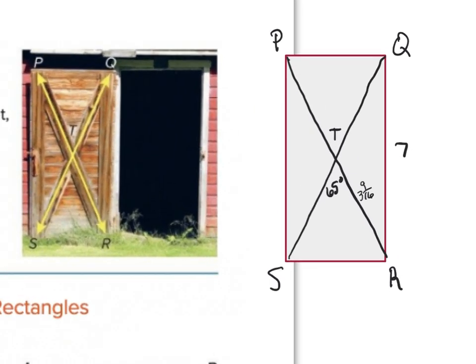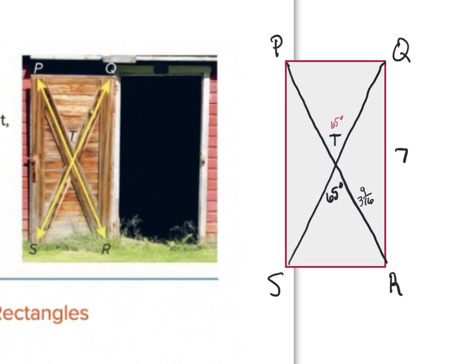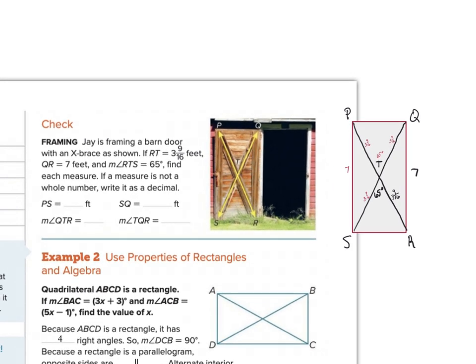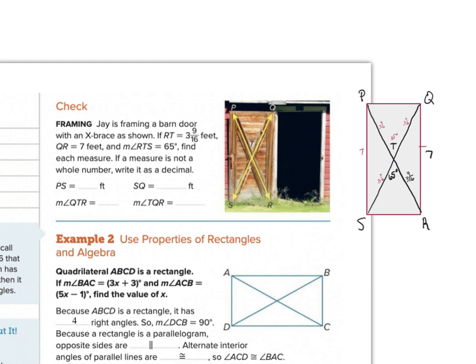Well, I can really quickly tell you that this is 65 degrees. I know that this length is 3 9/16 feet, this is 3 9/16, and this is 3 9/16. I know that this side over here is 7. Let's see, did they give us everything we needed to know, based on the stuff we know about a parallelogram and a rectangle? So with that, PS is 7.